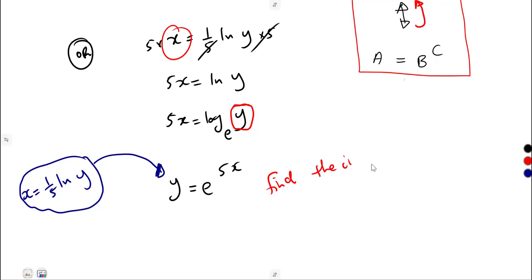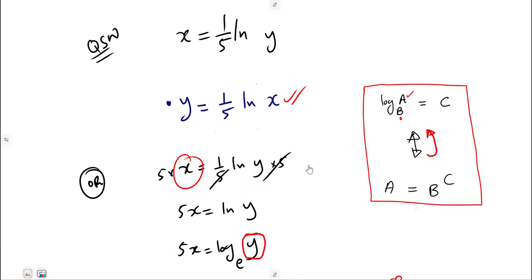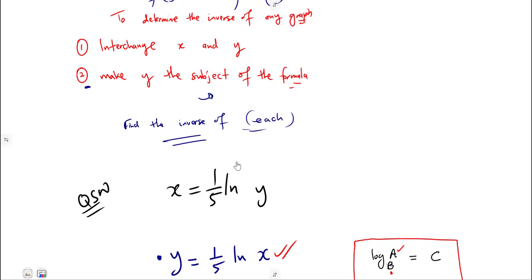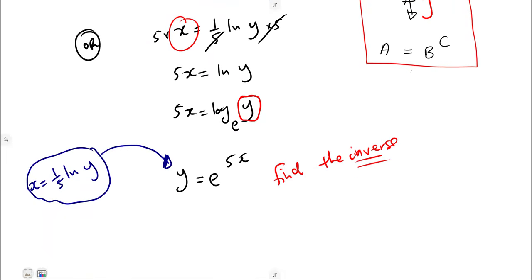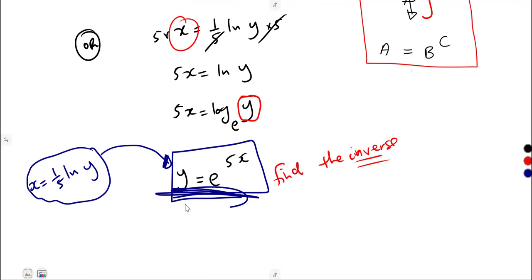When y is the subject, no problem. Write it in the way that you are used to. Then find the inverse. Now, how do we find the inverse? We are going back to those steps. Remember our steps: interchange x and y, then make y the subject. Those steps are not going to change. Here it was just rewriting. We are at the normal format that we are used to.